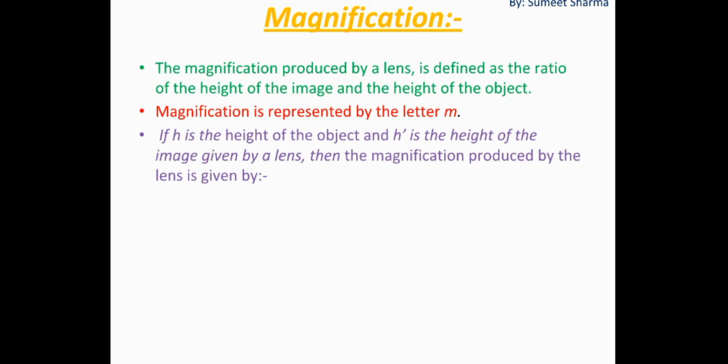If h is the height of the object and h dash is the height of the image given by a lens, then magnification produced by the lens will be given by M equals height of the image upon height of the object, that will be equal to h dash upon h.